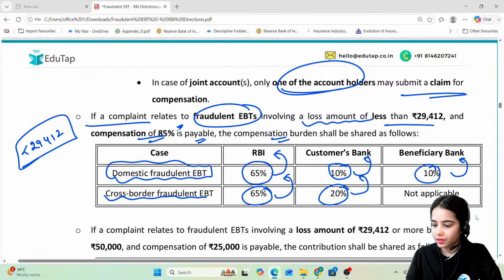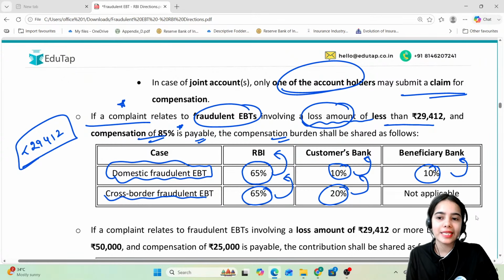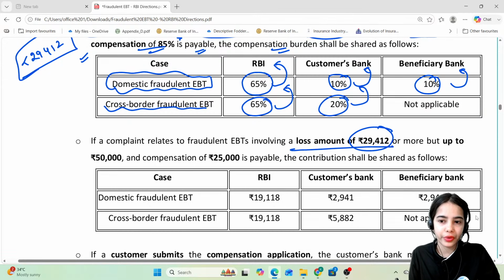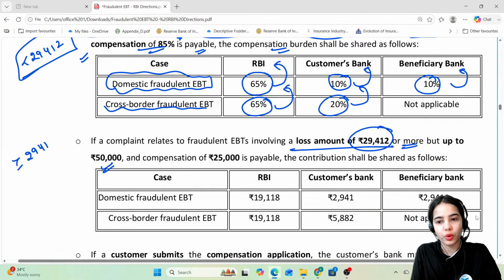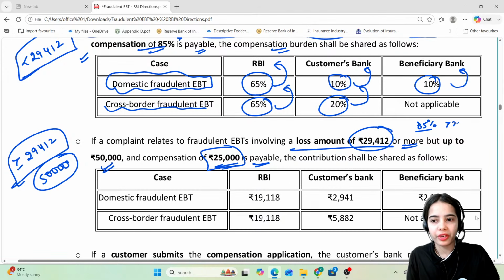So if a complaint is regarding fraudulent EBT involving a loss amount of less than 29,412, then the compensation of 85% is payable. But if the complaint relates to fraudulent EBT involving a loss amount of 29,412 or more, but up to 50,000, in this case compensation of 25,000 is payable. Here 85% would be more than 25,000, but more than 25,000 cannot be paid.